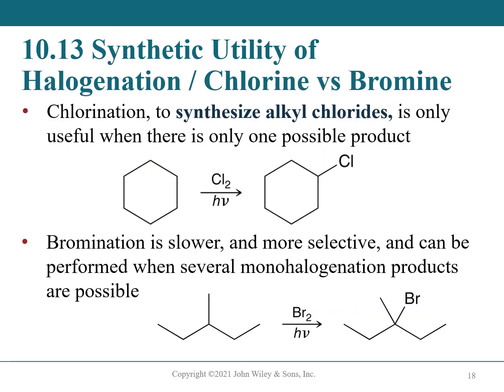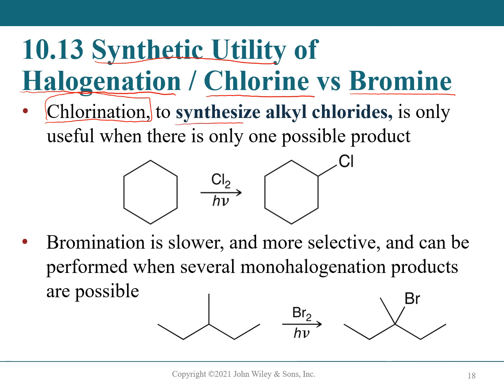So we've discussed this radical halogenation process. How useful is it? What is the synthetic utility of this halogenation process? Is there a difference of chlorine versus bromine? So when we think of chlorination, we discussed how those chlorination reactions were not very selective, right? You ended up with, what was it, a 1 to 3.8 to 5 ratio, primary, secondary, tertiary.